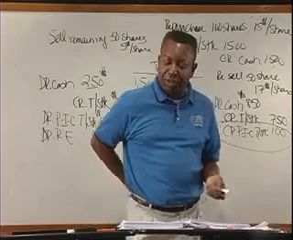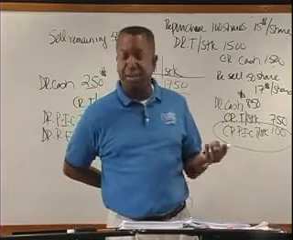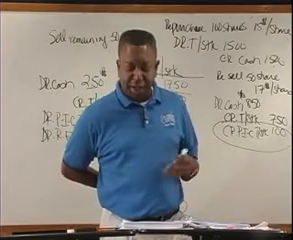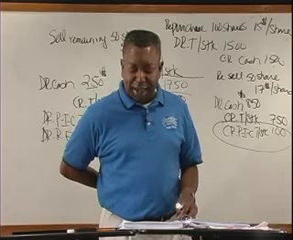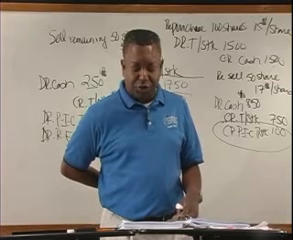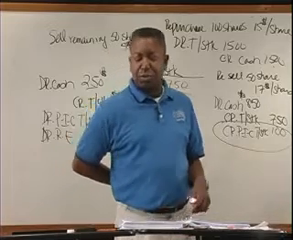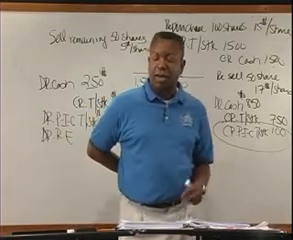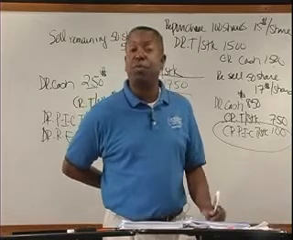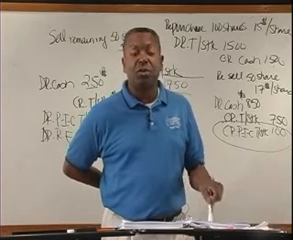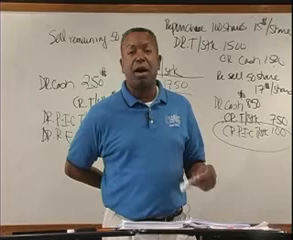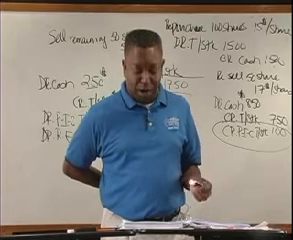Number 4, property dividends are accounted for similar to cash dividends. They are recorded at the fair market value of the asset transferred, with a gain or loss recognized on the difference between the asset's book value and the fair market value. So we would record a gain or a loss on the income statement if we declare a property dividend.